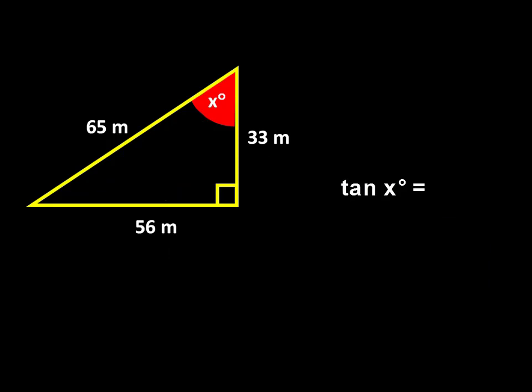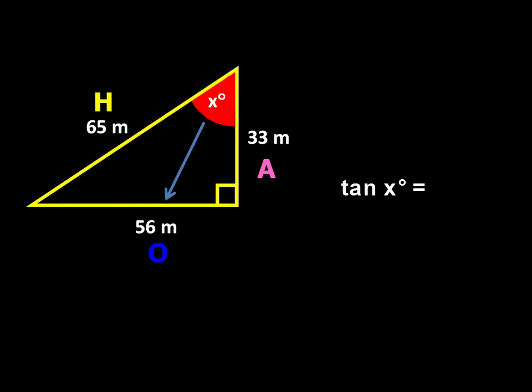In this question we want tan x. Before we can do that, we must label the sides. The longest side is 65, and we know it's called the hypotenuse, letter H. The side opposite to angle x is 56, so we use letter O, O for opposite. The last one is 33 meters, and it's called the adjacent, or letter A.